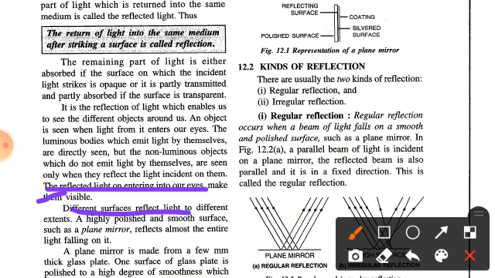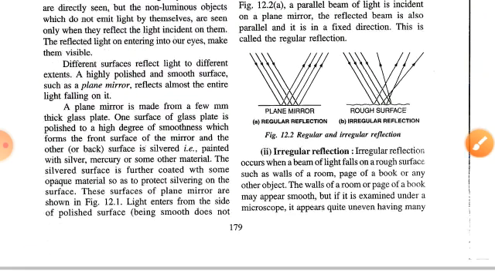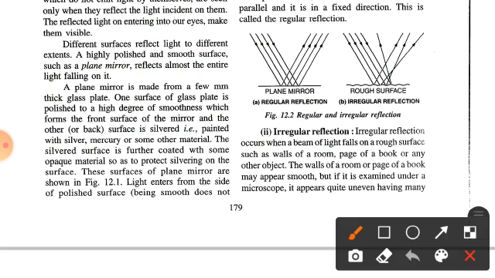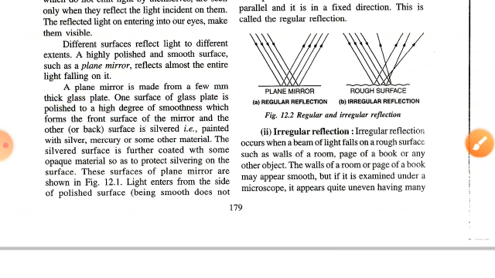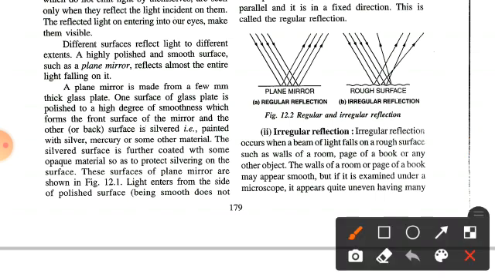Now, different surfaces reflect light to different extents. Highly polished and smooth surfaces such as a plane mirror reflect almost the entire light falling on them. Clear? A plane mirror is made of a glass plate a few millimeters thick. One surface of the glass plate is polished to a high degree of smoothness, which forms the front surface of the mirror, and the other, back surface is painted with silver, mercury or some other material. The silver surface is further coated with some opaque material so as to protect the silvering on the surface.